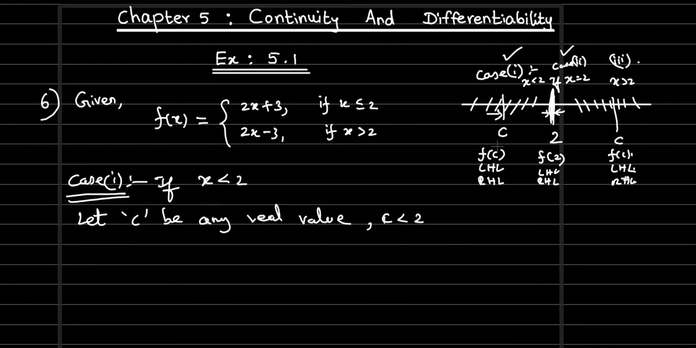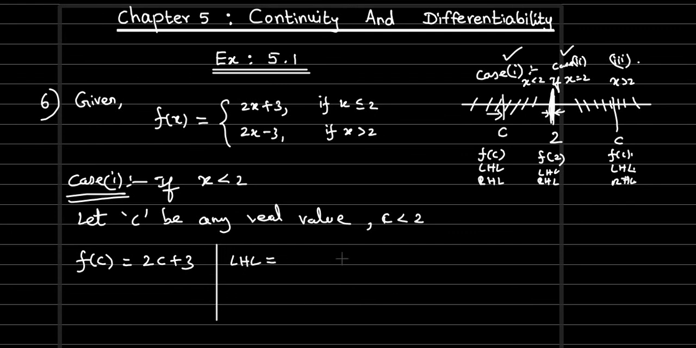Okay, now first we will find out f of c. f of c is what? Less than 2, right? Out of these two given functions, which function is suitable? First function. So f of x equal to 2x plus 3, and what is the input we are giving? c. So if f of x equals 2x plus 3, then f of c will be 2c plus 3. Okay, now left hand limit.